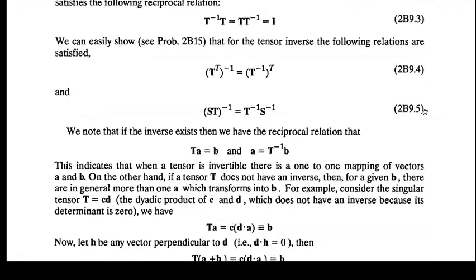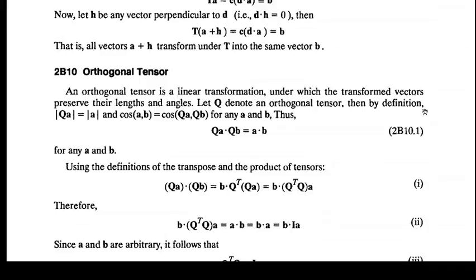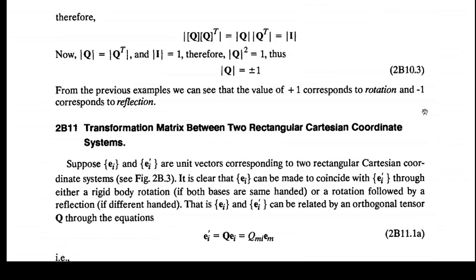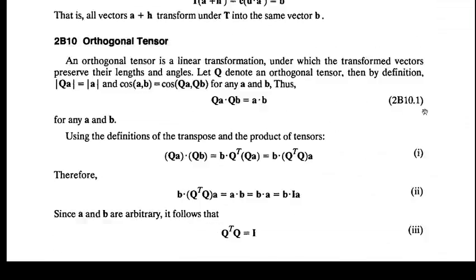In this lecture we will discuss orthogonal tensor and transformation matrix between two rectangular Cartesian coordinate systems. Orthogonal tensor. Let us define an orthogonal tensor. This is like the definition of the orthogonal matrix.